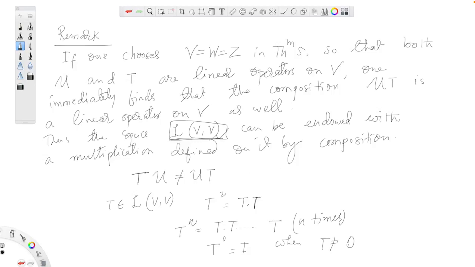Now we have a small lemma. This composition that we just defined, for the case of a vector space, the composition between linear operators on a vector space V, has some nice properties satisfied by multiplication or composition of operators on a vector space. So let me list out these properties in this lemma.